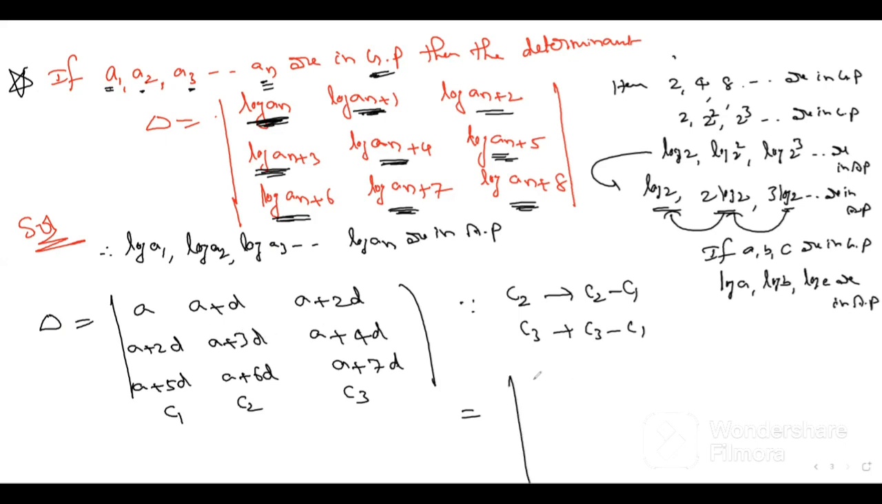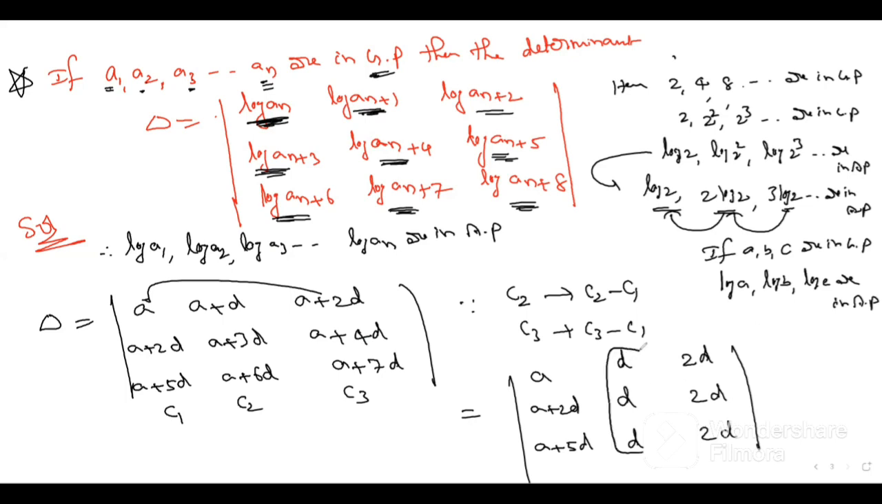C1 is written as it is, A plus 2D, A plus 5D. C2 minus C1 is D, here D, here D. C3 minus C1 is 2D, here 2D. A plus 4D minus A plus 2D is 2D. A plus 7D minus A plus 5D is 2D. Here, the second column elements and third column elements are proportional. So that will be 0. Answer is 0.